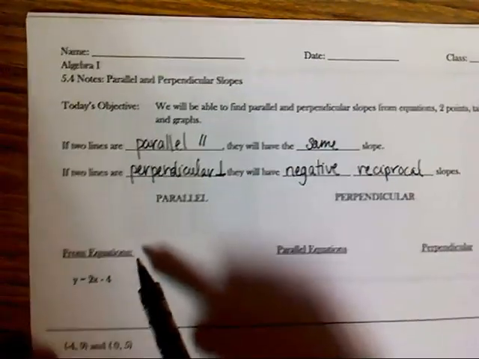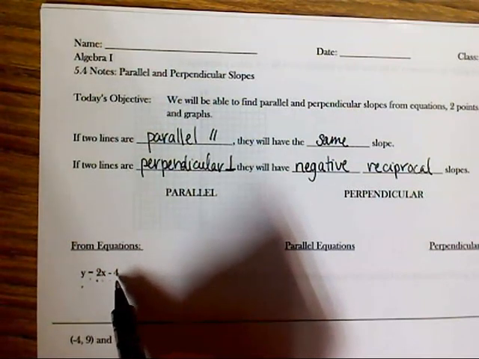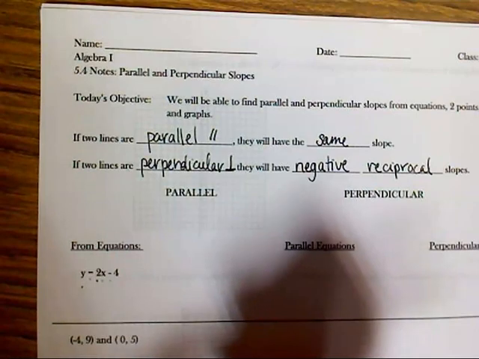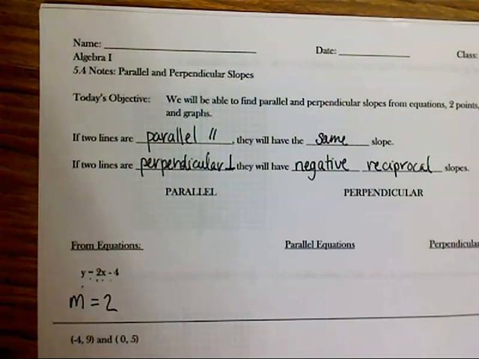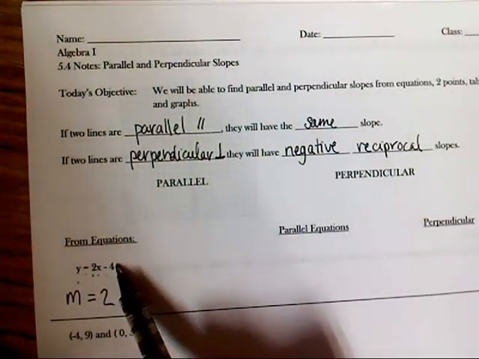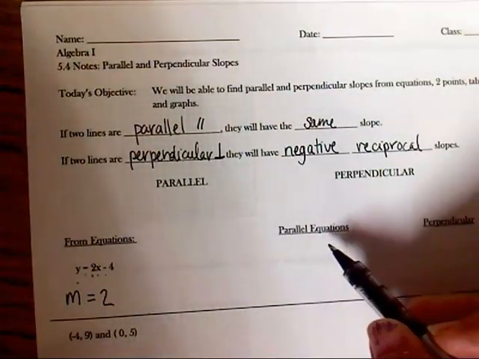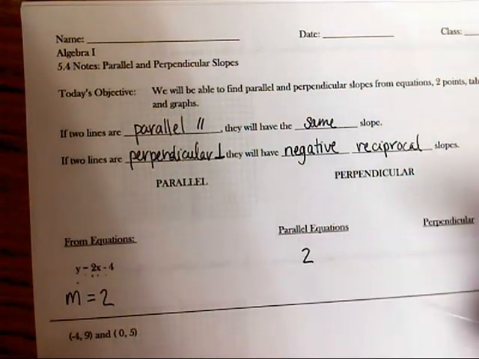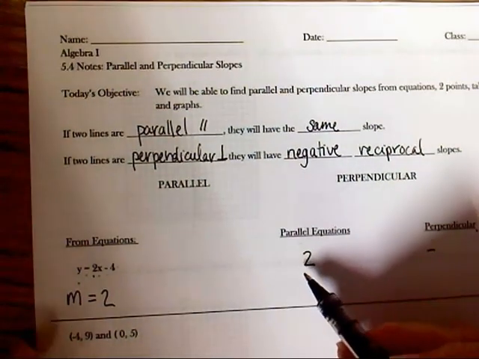So from an equation, this is in the form y equals mx plus b. The only reason that I even have this equation is so that I can see, hey, my slope is 2. So if I'm looking at a line that's parallel to this line, then since we know parallel lines have the same slope, the slope of this parallel equation would be 2. If I asked about the perpendicular slope, remember, it's the opposite sign, so I know it's going to be negative since this one is positive.